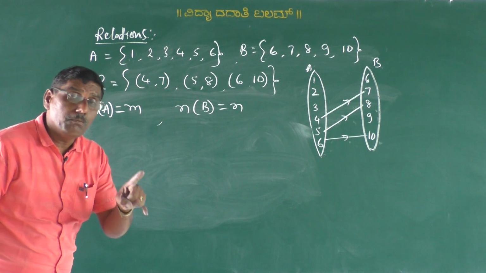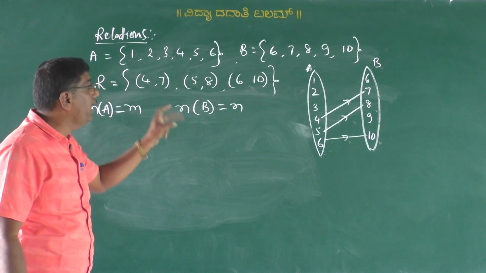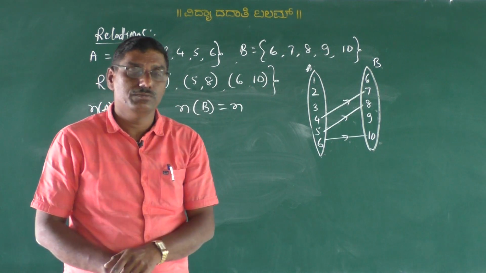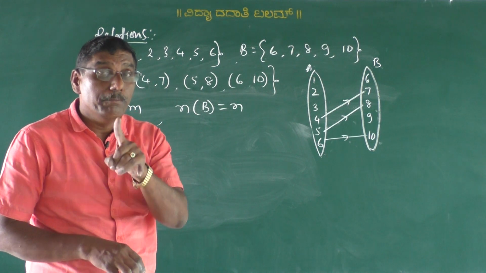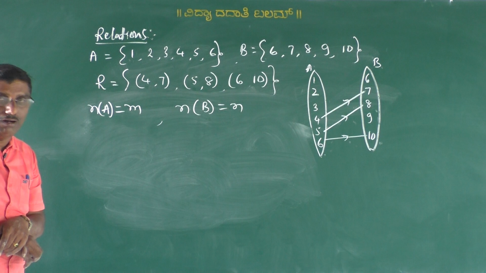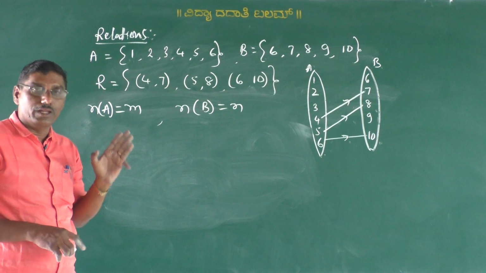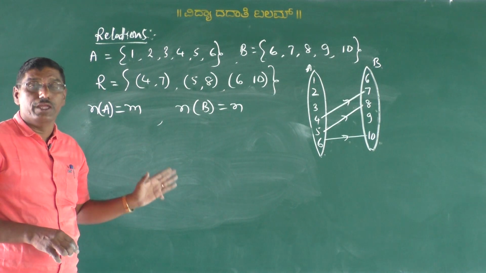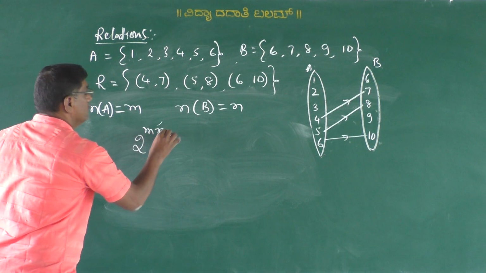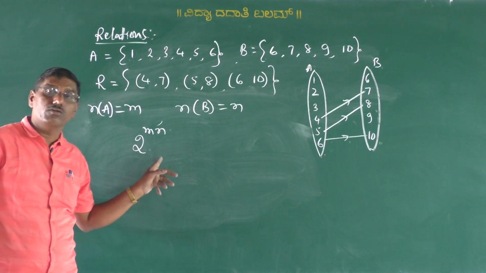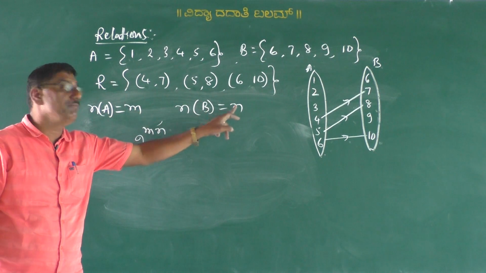Then the number of relations, my dear students, from a set A to a set B is given by the formula 2 to the power of mn. This is the formula used to find the number of relations from a set A to set B if set A has m elements and set B has n elements.